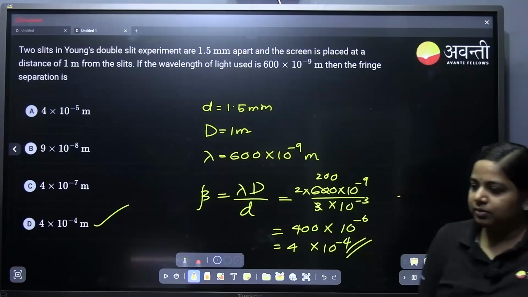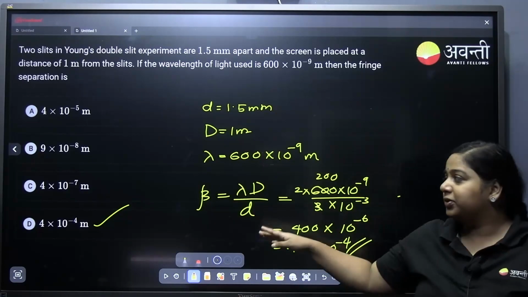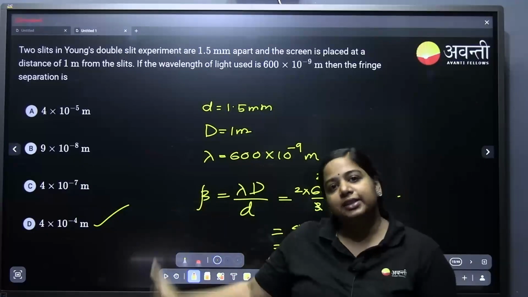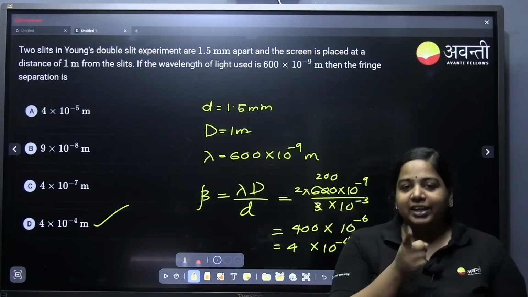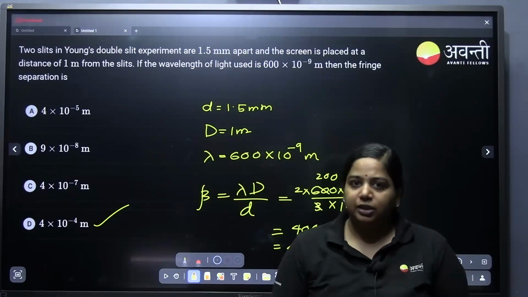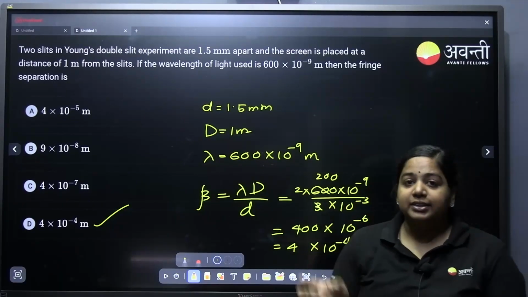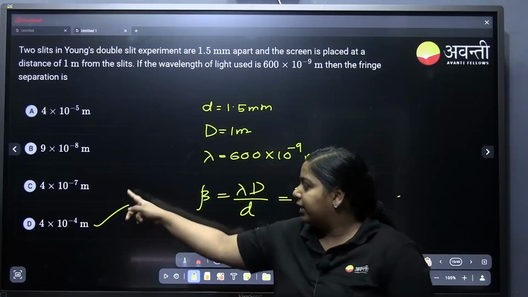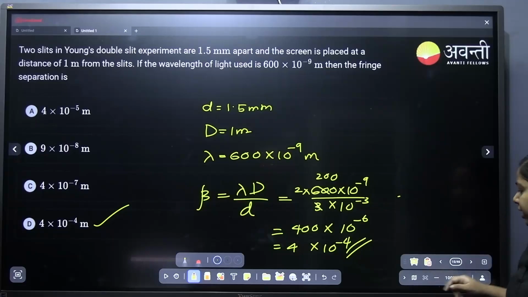I hope there is no doubt in this question. Whenever you get a problem, first check if the options are in meter, SI unit. If the option is in SI unit, we have to convert everything into SI units. Only one difference is there: if you are taking a ratio of the same material, like length by length, then no need to convert. Centimeter, centimeter, it will get cancelled off. So except for taking ratios, all other calculations you have to convert to SI unit if the answer is in SI unit. Okay, I hope we can move on.